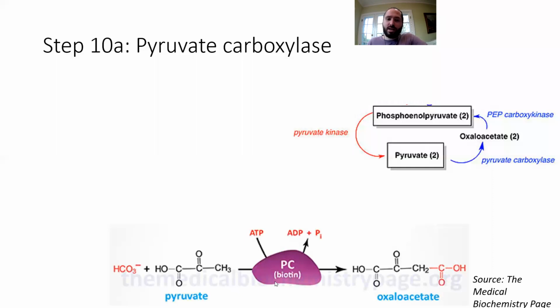Biotin is going to be a coenzyme for pyruvate carboxylase. Not sure that you need to know that. And as we can see, we're actually adding CO2 in the form of bicarbonate. Why might that be? Why don't we just simply add a carbon dioxide molecule? Why would bicarbonate be a better option?